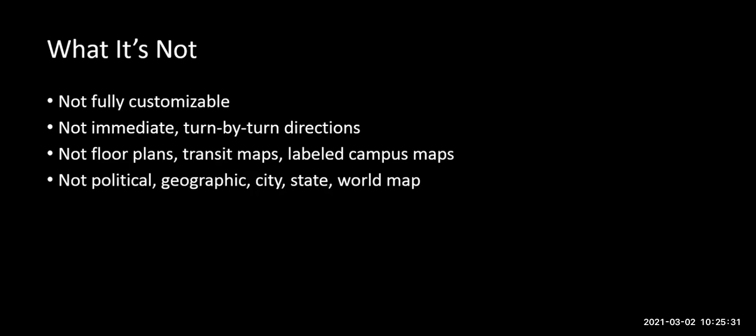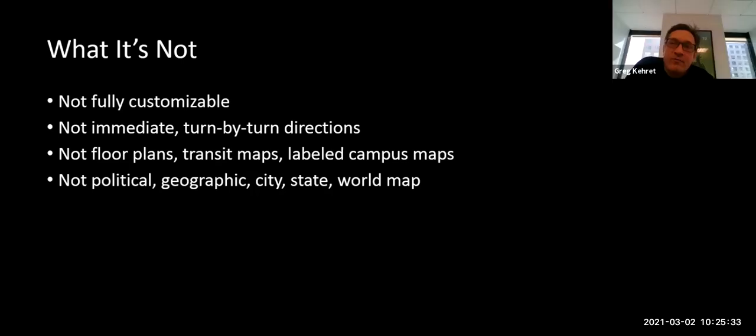Okay, I think you're good. And we're pulling data from OpenStreetMap. So we can't do floor plans, we can't do transit maps, labeled campus maps, meaning you'd want labels on buildings on a campus. Tmap won't do that by default. And it's not working at the scale of political, geographic, city, state, world maps. Again, it really does work best for localized wayfinding and orientation at the scale of a neighborhood.